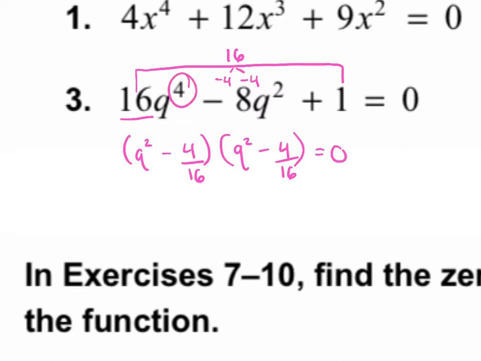Since we started with q to the 4th power, when we broke it up, it has to be q squared and q squared. And then we started with a number that was not 1, so we had to divide both of our numbers in our parentheses by that 16. Awesome. When we simplify, it'd be 1 over 4. So since we have 1 over 4, what do we do with that 4? Perfect. We put it in front of the q squared. So we have 4q squared minus 1.